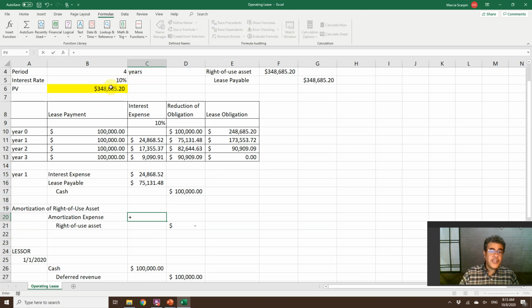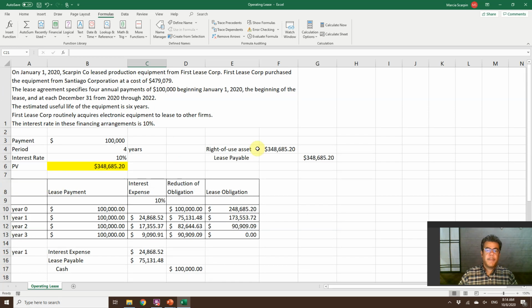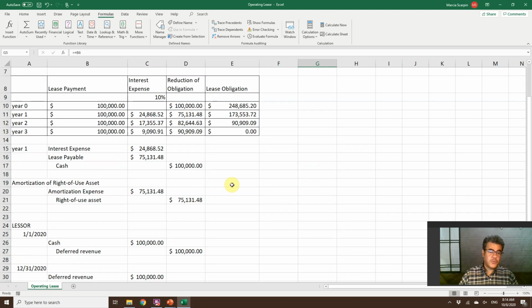So amortization expense will be the reduction of obligation. So at year one, 75. At year zero, it will be 100, and so on. So it goes here just like our lease payable. So the right-of-use asset and lease payable will always have the same ending balance. When we combine interest expense and amortization expense, we have the $100,000. So for our net income, it will be the same.